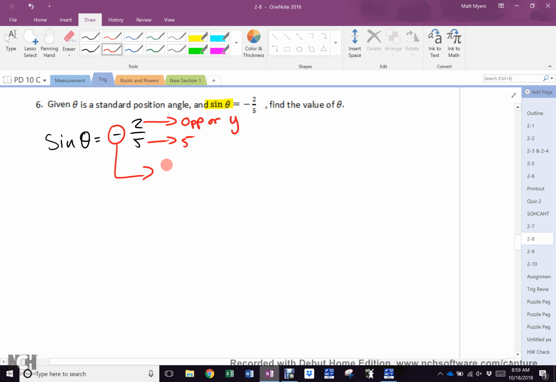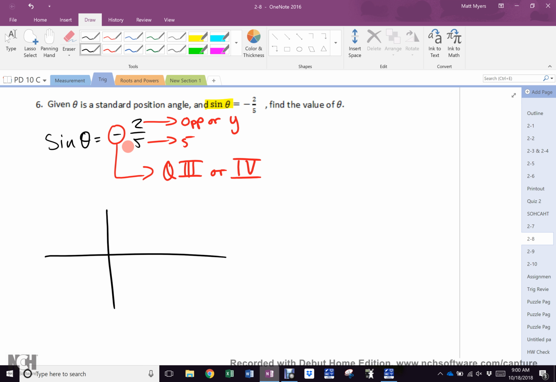Has to be in 3. Sorry, I'll use Roman numerals. Has to be in quadrant 3 or 4. Agreed? So let's draw it. We know it's got to be in 3 or 4, yes? And we know the hypotenuse is always positive, yes? So those both have to be 5, yes? And the y is negative 2.